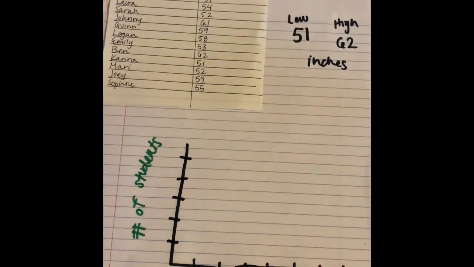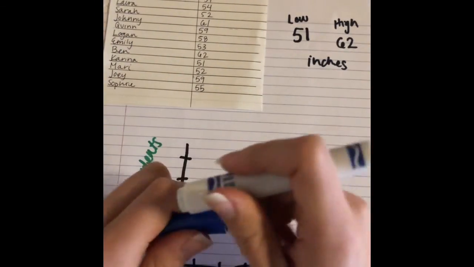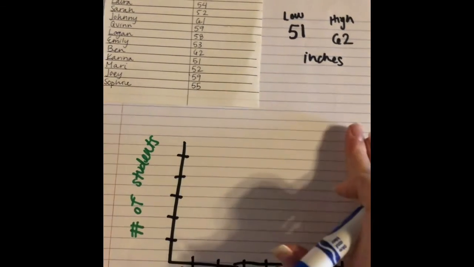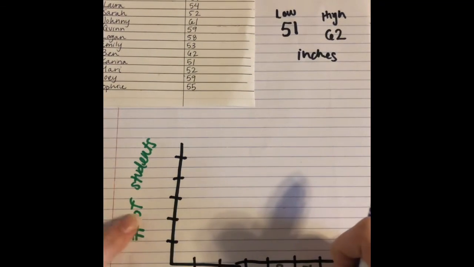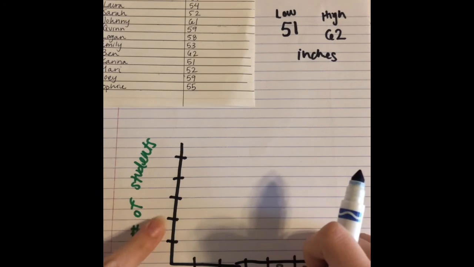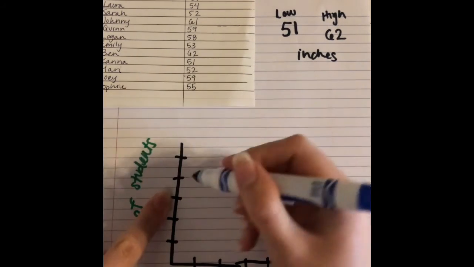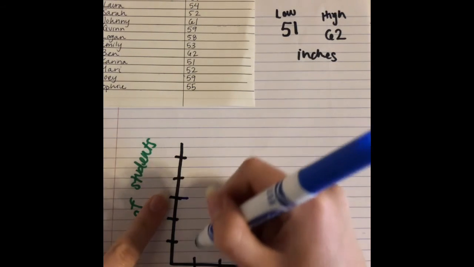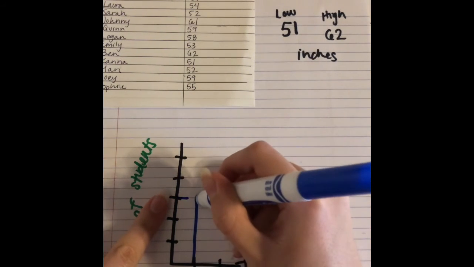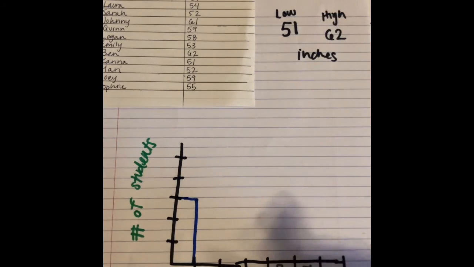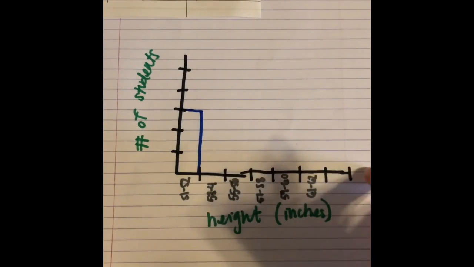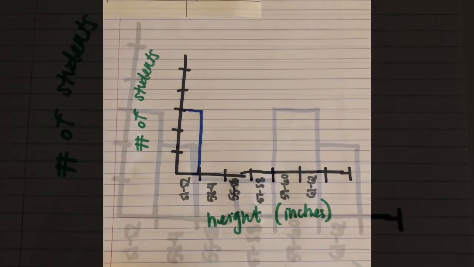So then I know that I need to make my bar 3 students high. So this equals 1 student, 2 students, 3 students, and I'll make my bar from there. And we could color them in, but I'm just going to not and save time. So then we're going to do the same all the way down. I'll come back in just a second.